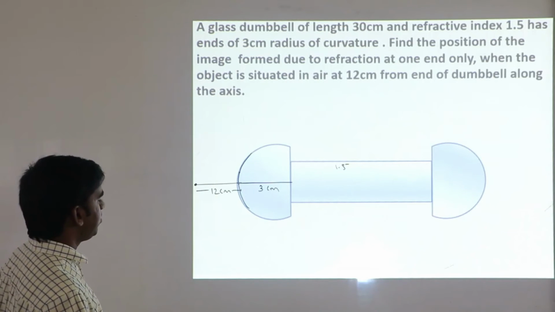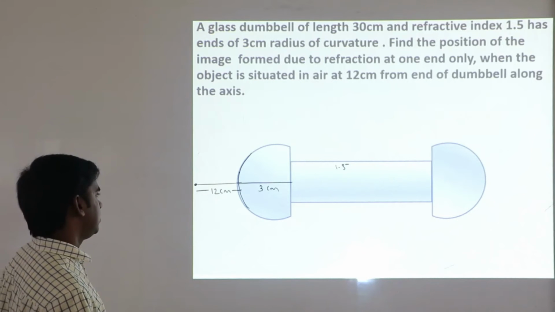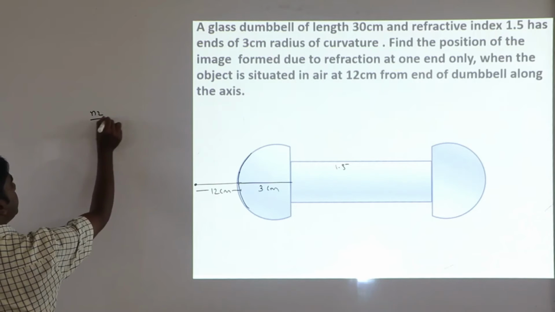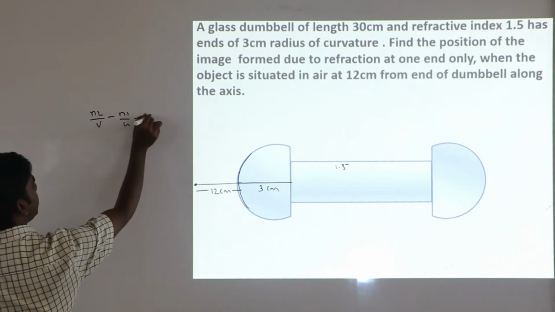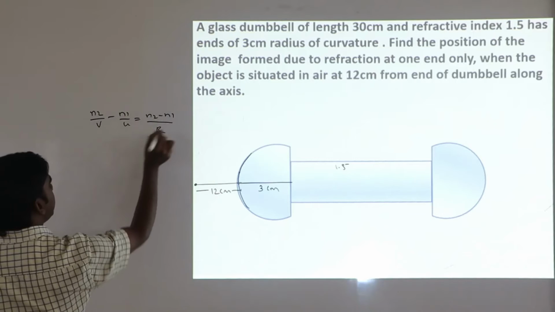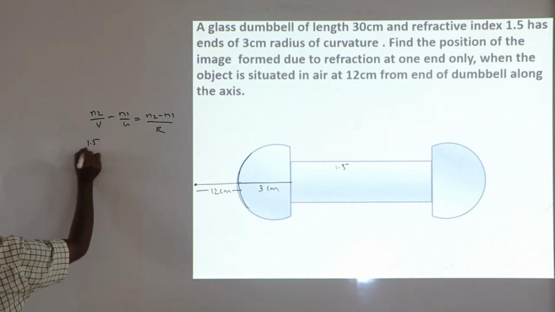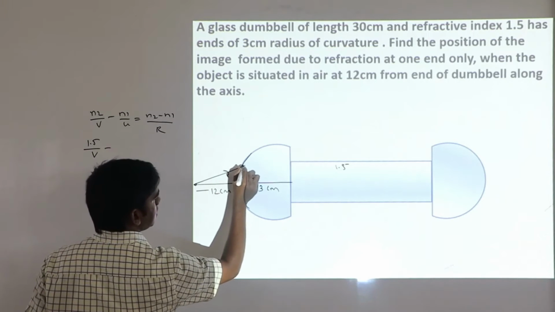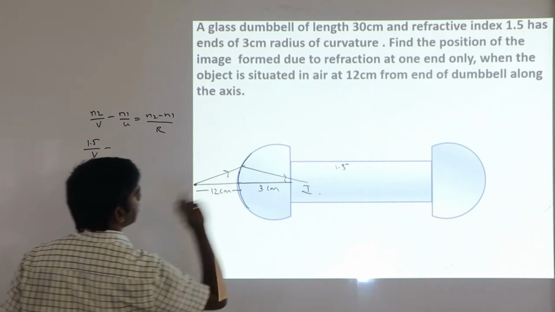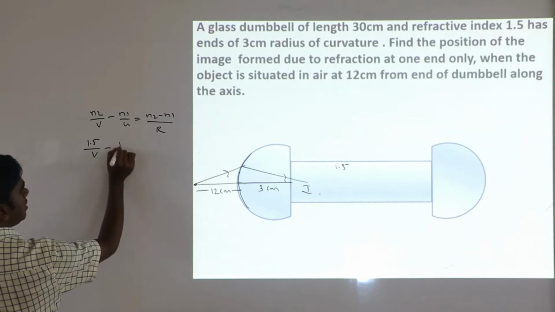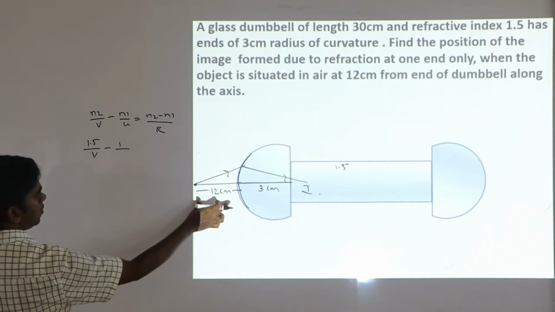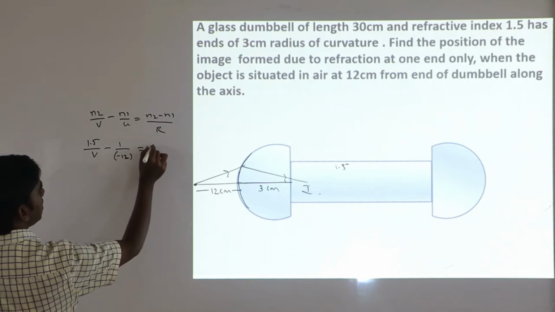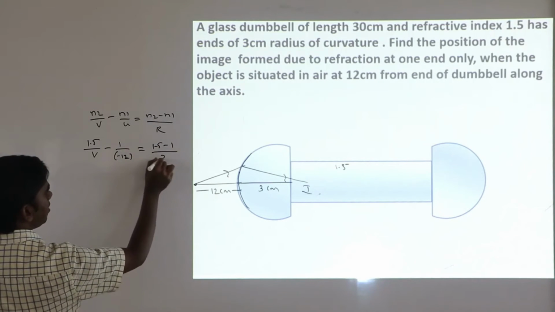Very simple. We can apply the formula for spherical surfaces: n2 by v minus n1 by u equals n2 minus n1 divided by r. So n2 is 1.5 by v, minus, a ray of light will go and may form an image somewhere here. n1 is 1 divided by u, and u is going to be minus 12.